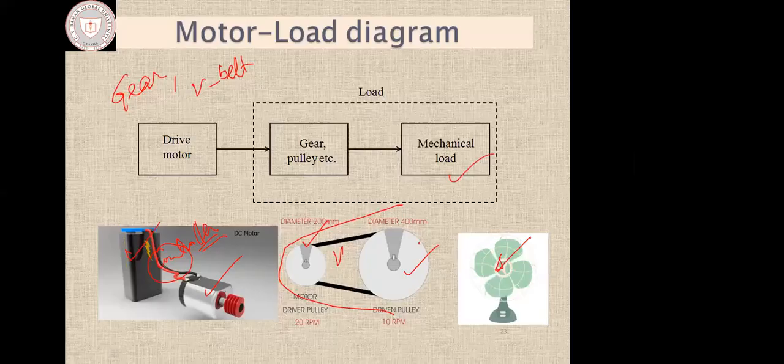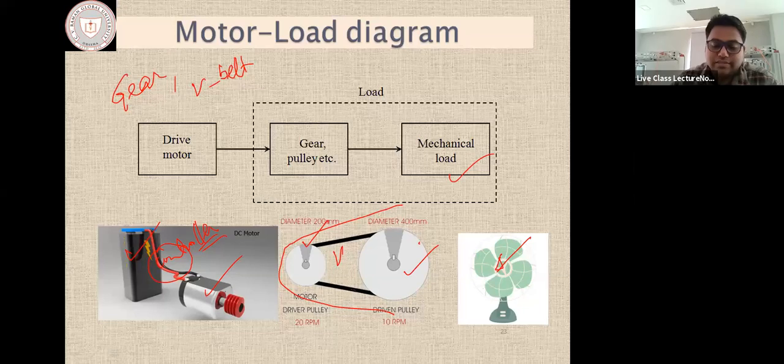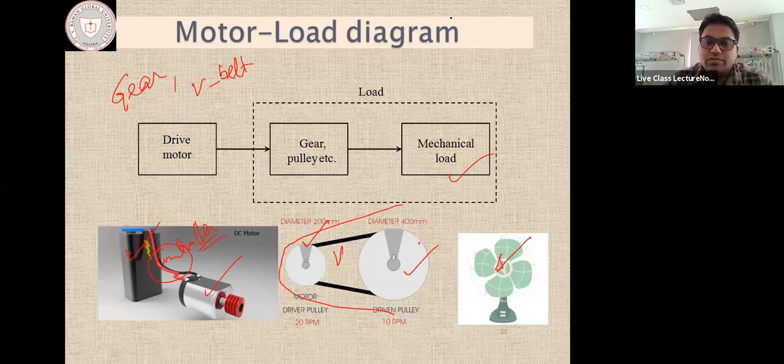But why do we need that interface, gear or pulley? I mean, yes, to decrease the power. That's a very good question. I missed it out. Very nice. So let me make the point. Why do we need such an interface?